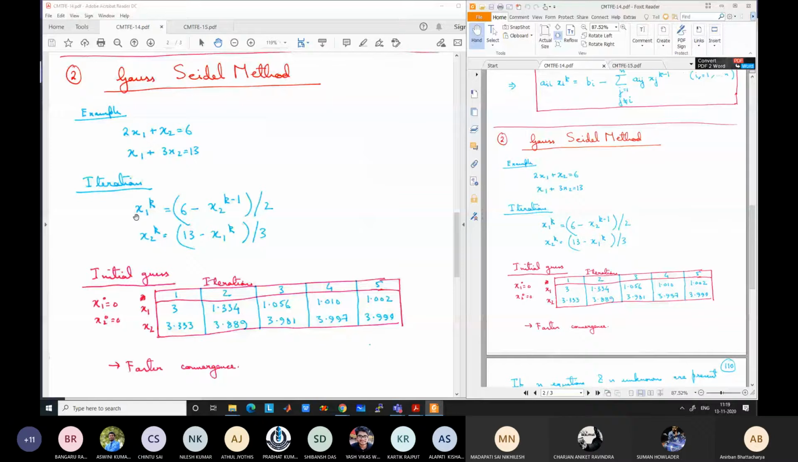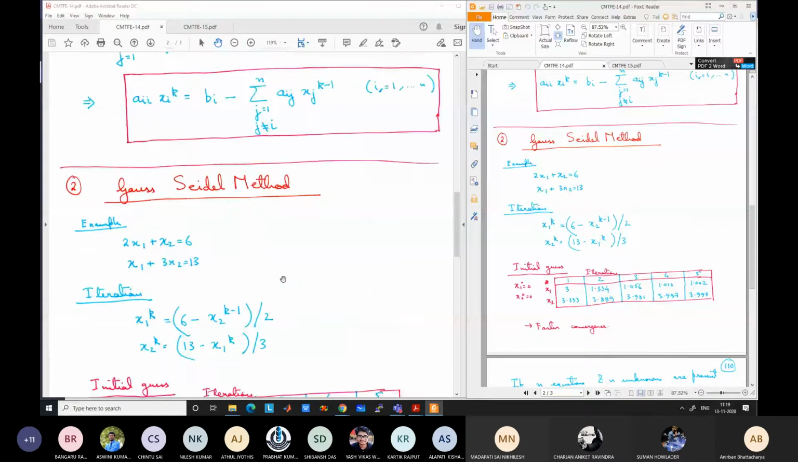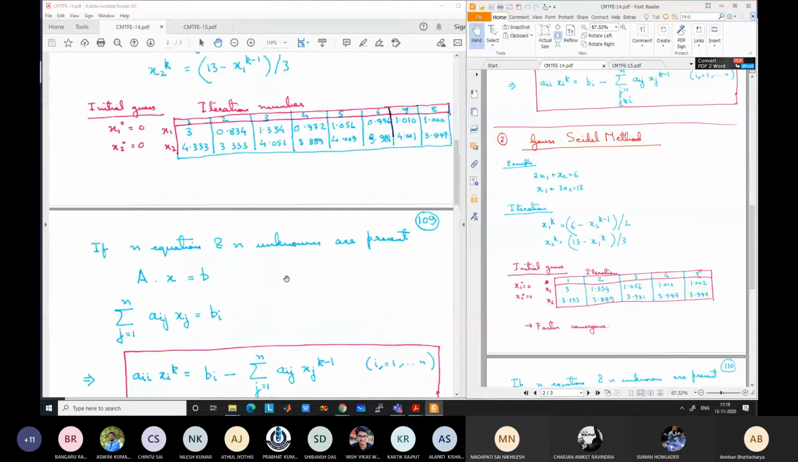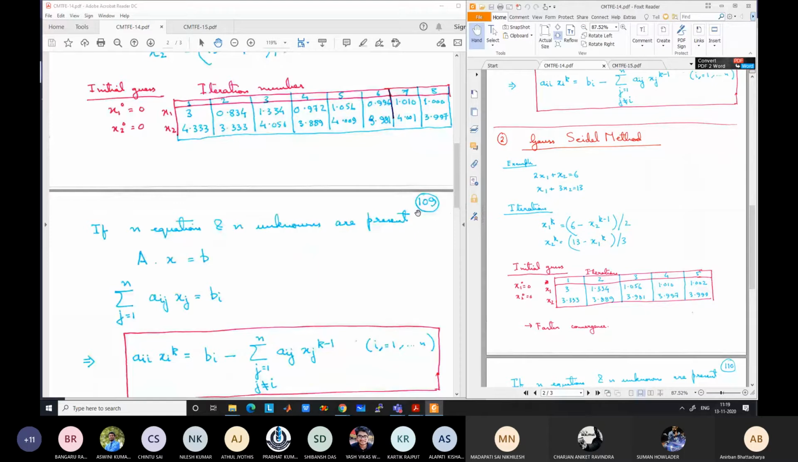x1^k is equal to (6 minus x2^(k-1)) by 2, because x2 was unknown at this point, and for the second variable, x2^k is equal to (13 minus x1^k) divided by 3. Because x1 is already known, updated at this point, we have seen that this gives the correct solution, and the convergence is faster as compared to the Jacobi method. Similar convergence occurs in more iterations for Jacobi; for the Gauss-Seidel method, it takes fewer iterations, faster convergence.